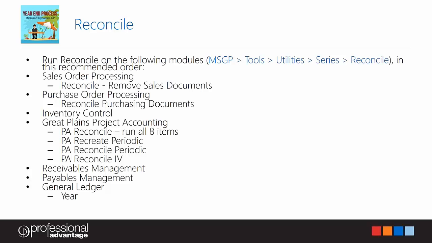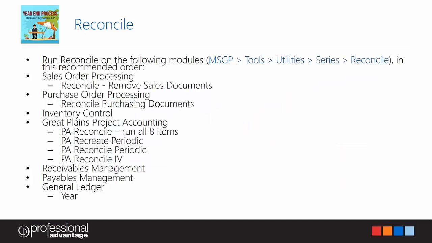Although you may run Reconcile for each module separately on a quarterly basis or even during your month-end process, Microsoft recommends running Reconcile in this order during the year-end process. So from your sales order processing to purchasing to inventory, then project accounting, receivables, payables, and general ledger. So if you don't use some of those modules, then you don't really need to run them.